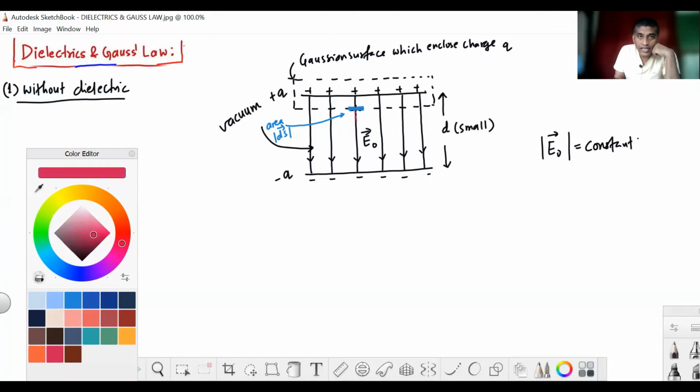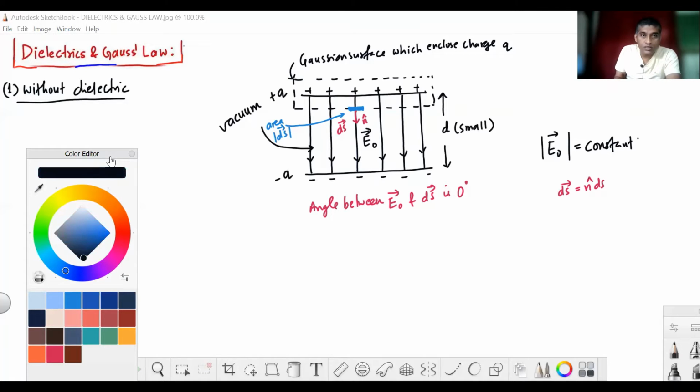Now let n cap be the unit normal drawn on the elementary area, and we know the vector area, okay, ds equals n cap ds. So n cap gives the direction of vector area ds. So we can find from this diagram, okay, that the angle between vector E naught and area vector ds, or vector area ds, is 0 degree.